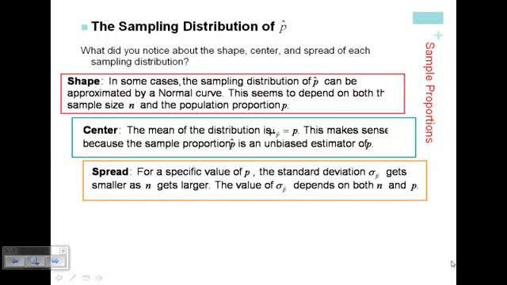What about the spread? Well, we noticed as sample sizes got larger, the spread got smaller. The more and more we put into the sample, the tighter and tighter each p hat seems to be around that population proportion, around p. As n gets larger, the standard deviation gets smaller. The actual value of the standard deviation, though, is going to be dependent on how big your sample size is and what the population proportion is.